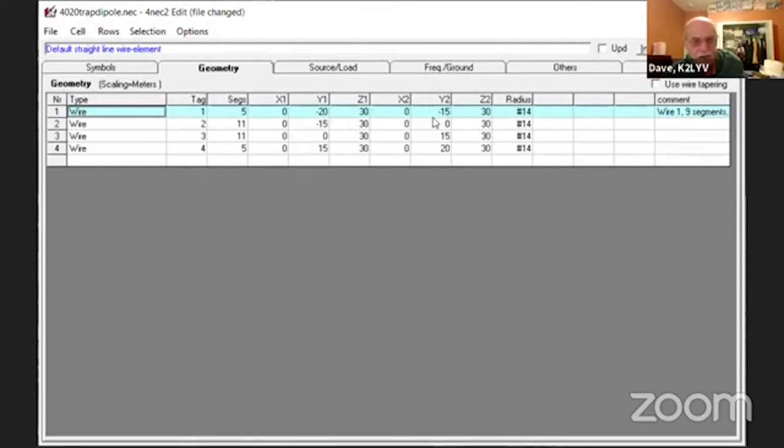And I'm going from Y minus 20 to minus 15, so there's 5 feet. And then there's going to be a trap. And then the next piece goes from minus 15 to 0. And then on the other side, it's the same thing. It goes from 0 out to 15, and then from 15 to 20.